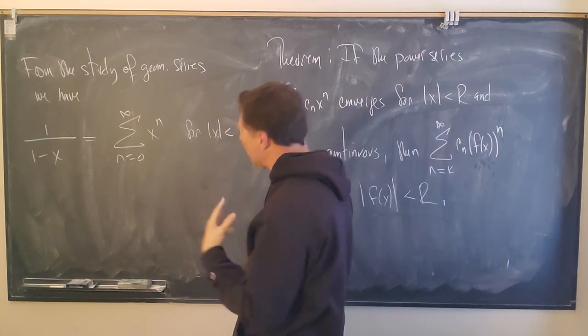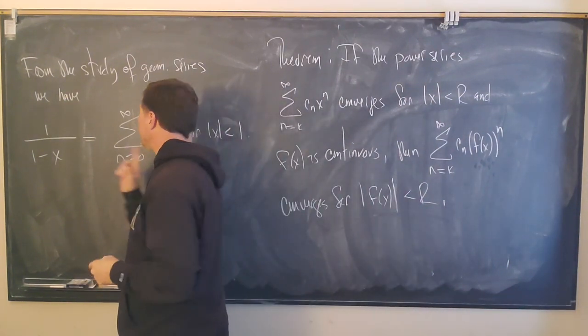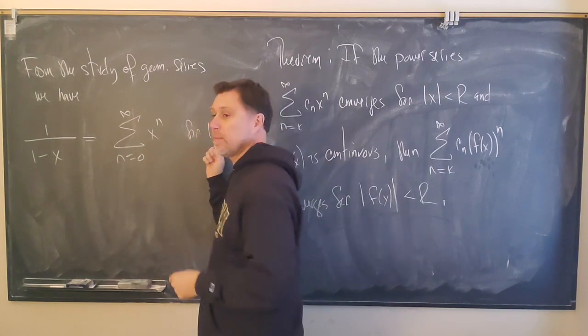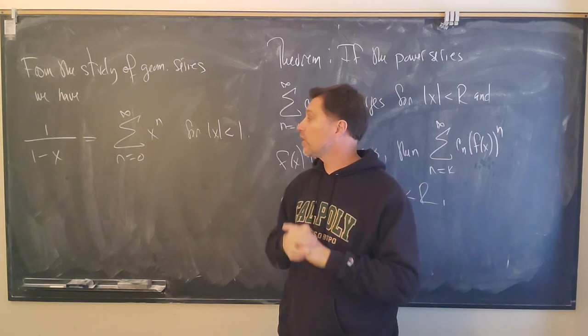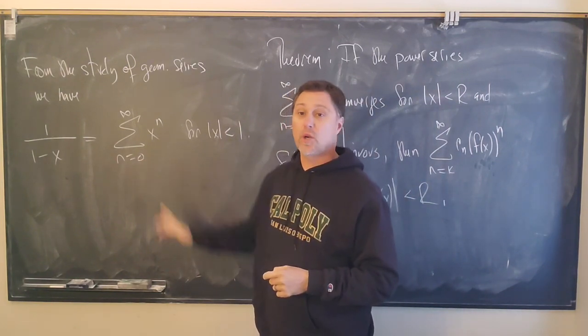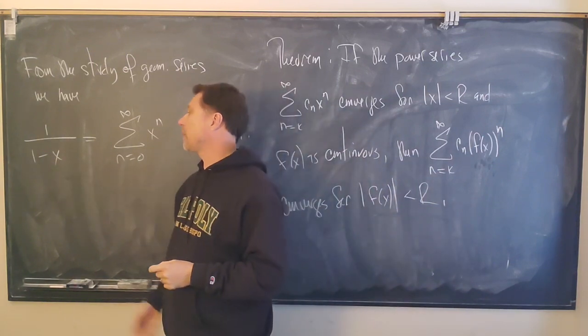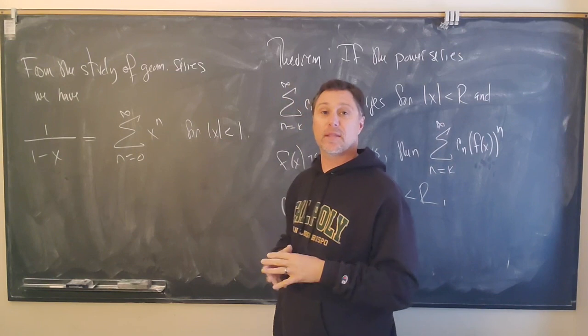And what does this mean? It means that if I take any number between plus and minus 1, plug it into the left-hand side and the right-hand side, we're going to get the same answer. We are guaranteed that the right-hand side converges to whatever we get on this side, right? So if I plug a 1/2 in on this side and this side, we're going to get the same answer.